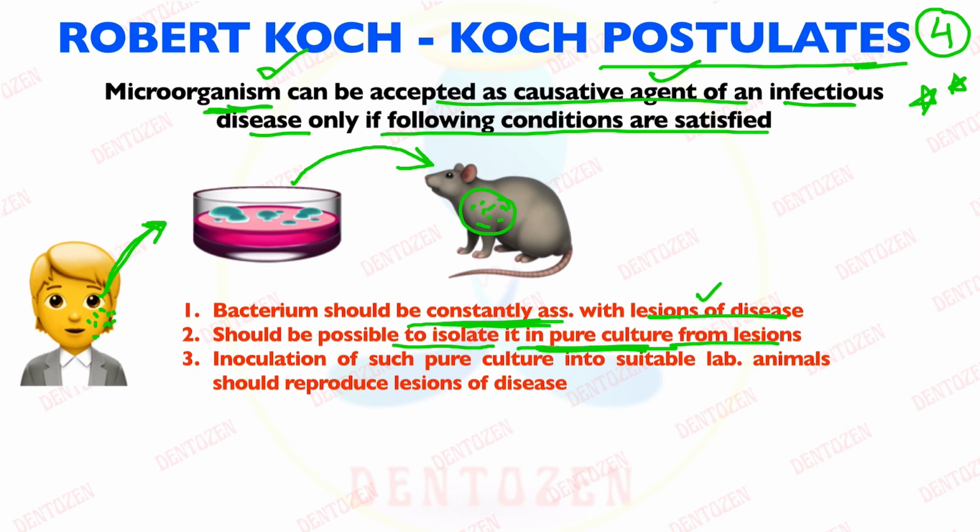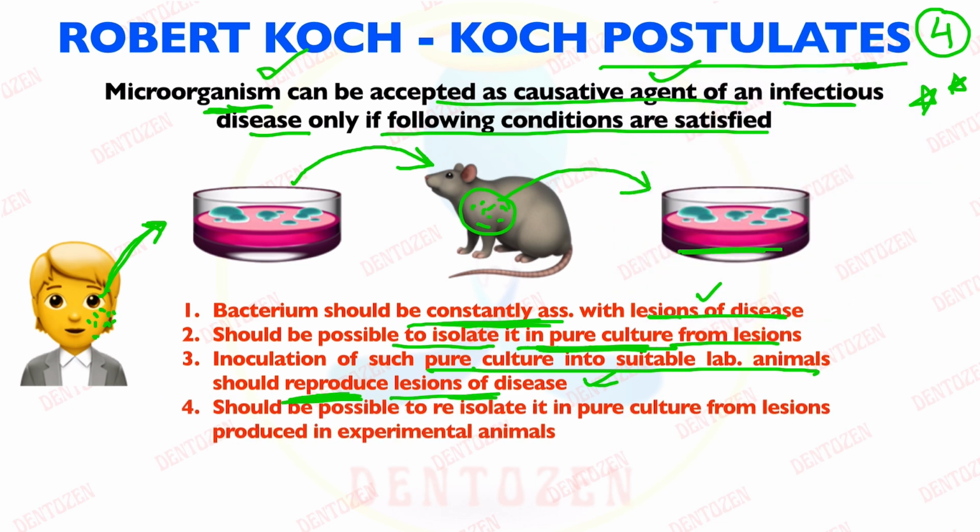So that is the third point. The pure cultures inoculated into the lab animals should reproduce the same lesions. This disease should always be produced again in the animals. Fourth point is, from these lesions, if we again try to re-isolate these bacteria in the cultures, it should be possible to re-isolate these bacteria in the pure cultures from the lesions in the experimental animals. So those are the 4 points.